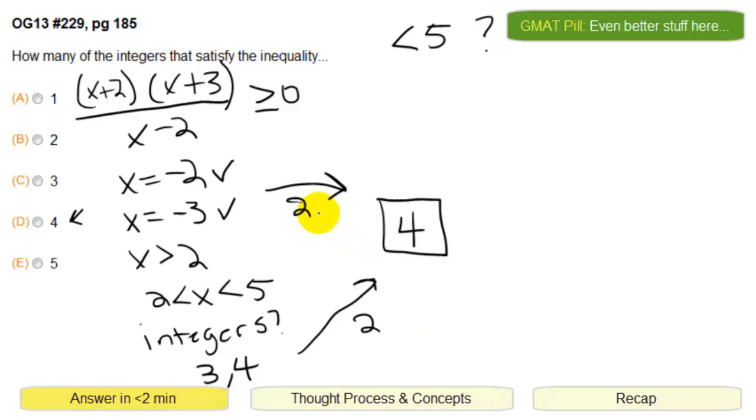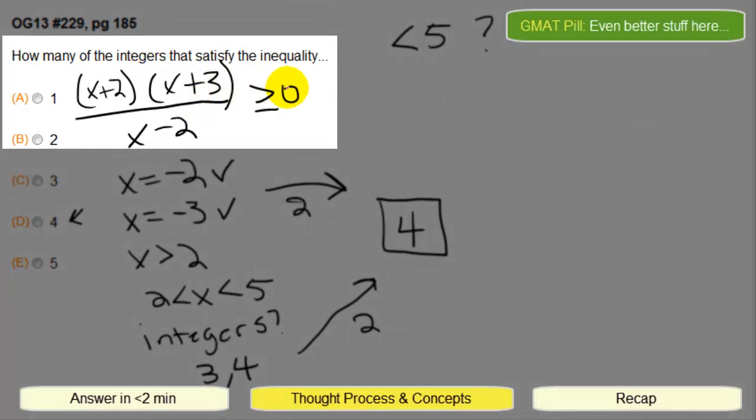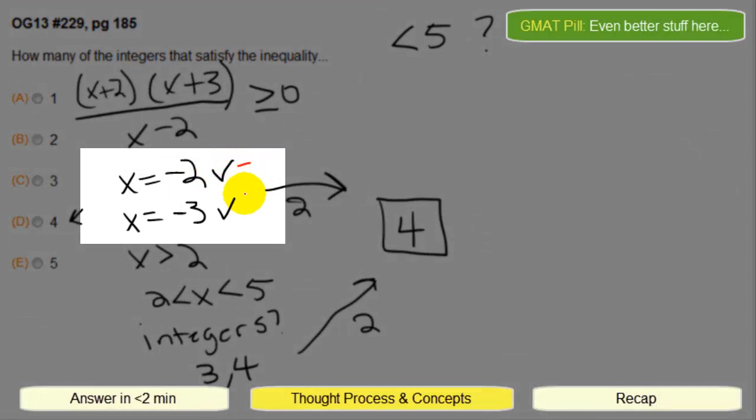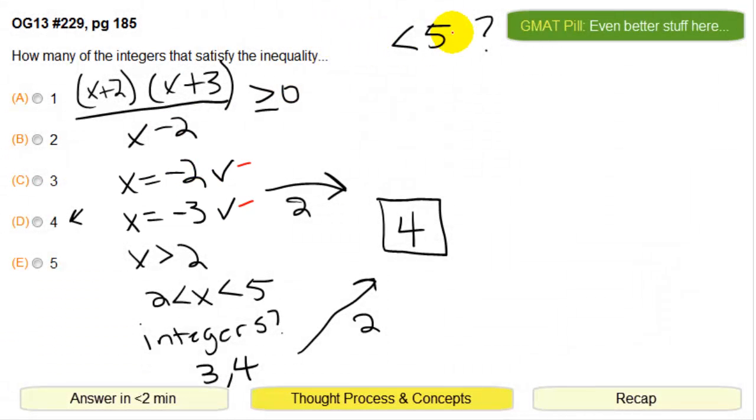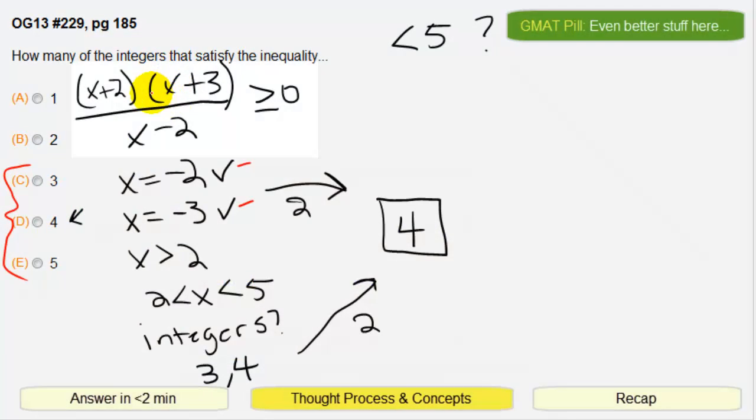Now let's take a look at what's going on here. In terms of concepts, you have an inequality, and you have to figure out when it is greater than or equal to 0. The easy way is to set it equal to 0, and then you quickly find out that x as negative 2 and negative 3 both work. So you know the answer is at least 2. Negative 2 is less than 5, negative 3 is less than 5, so it's got to be either C, D, or E.